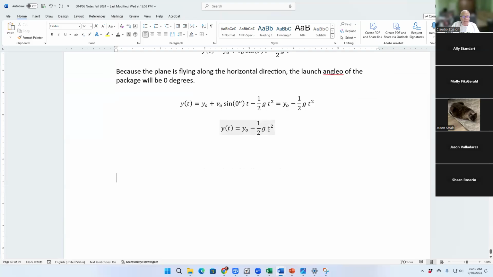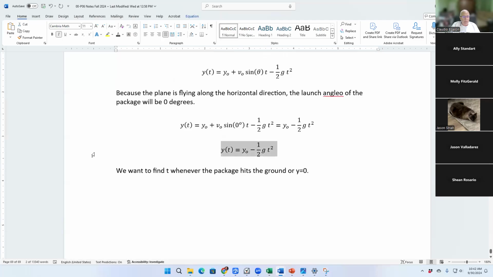We want to find t whenever y is equal to 0. We want to find t whenever the package hits the ground, or y equal to 0.